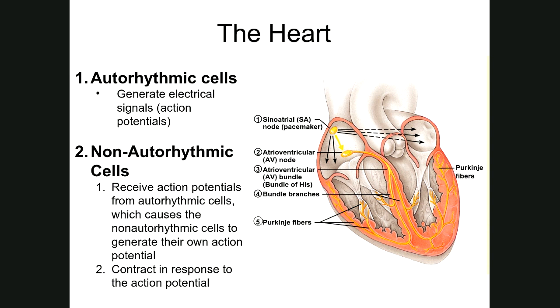What we're going to focus on today are the other cells, the 99% of cells that make up the heart muscle. These are known as non-autorhythmic cells, and as their name implies, they do not have a self-rhythm. So they don't generate action potentials, they don't generate electrical signals. Their role instead is just to contract. They receive those electrical signals from the autorhythmic cells, and these non-autorhythmic cells are going to contract in response to them.